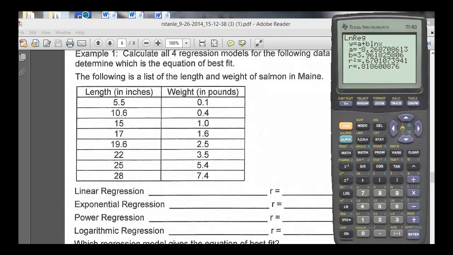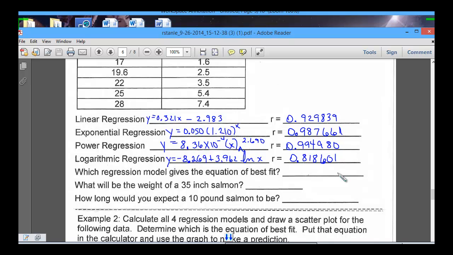Now we need to figure out which regression model gives the equation of best fit. Looking at all the correlation coefficients, the value that is closest to 1 or negative 1 belongs to the power regression, because this is the biggest number. Now we're going to predict some things. What will be the weight of a 35-inch salmon?